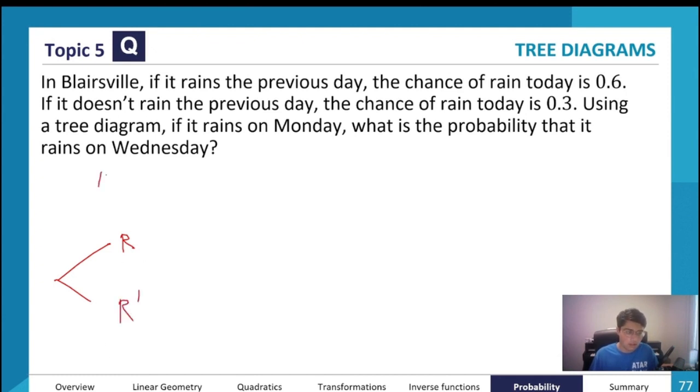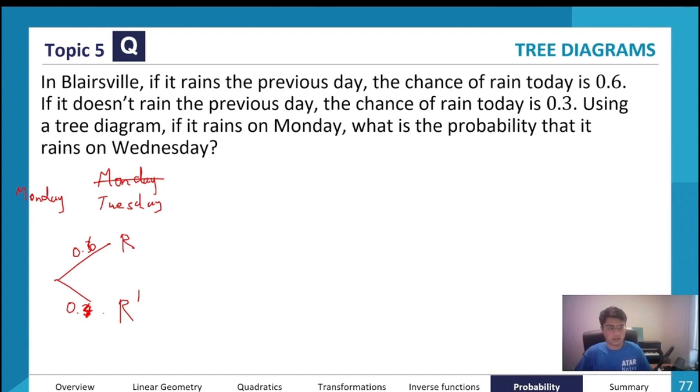That's our complement. So this is Monday, and it says if it rains the previous day, the chance of rain today is 0.6. The thing is, we know that it rained on Monday. So what we'd actually do, this wouldn't be Monday, this would be Tuesday, and Monday is represented back here. We know that we're coming from a day where it rained, which means the chance of rain today is 0.6 because it rained, and then the chance that it doesn't rain is 0.4. Remember, all these probabilities need to add to 1, 0.6 and 0.4. So it rained on Monday, so the chance of it raining on Tuesday is 0.6, and the chance of it not raining is 1 minus 0.6, which is 0.4.